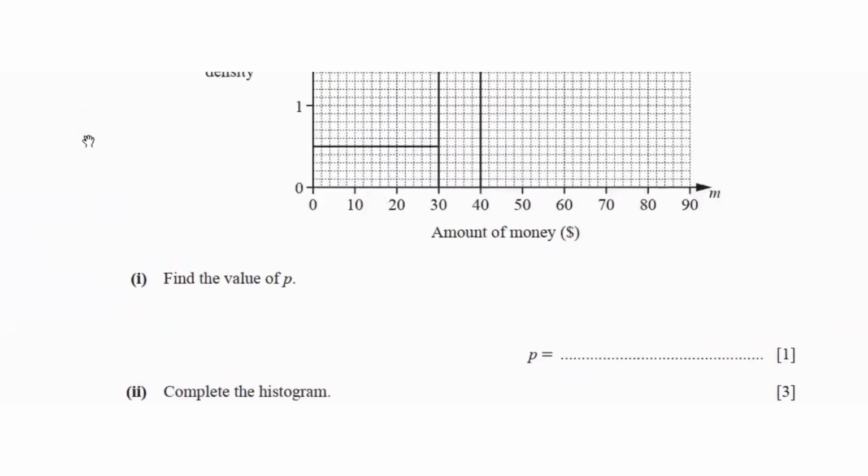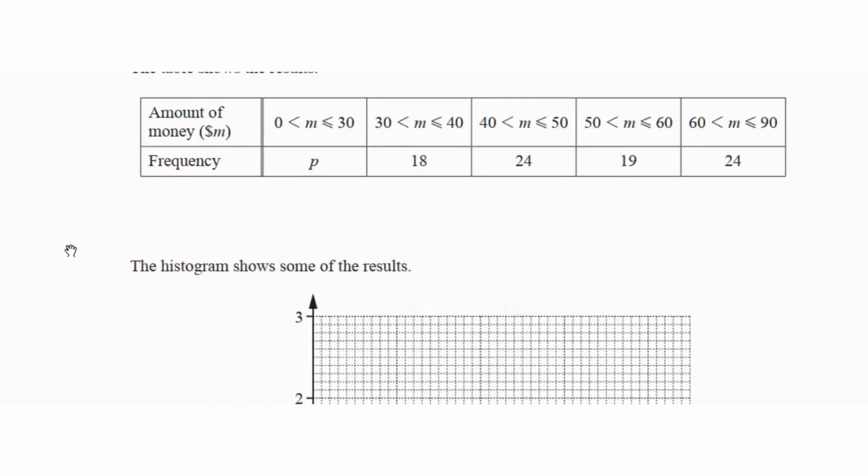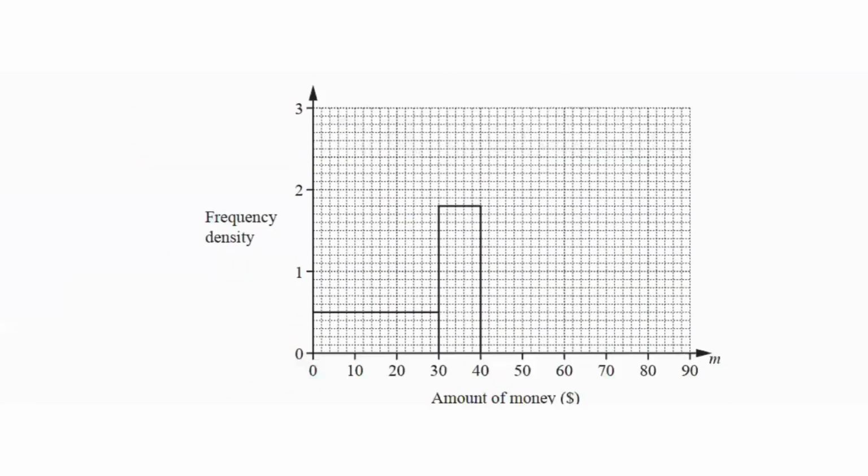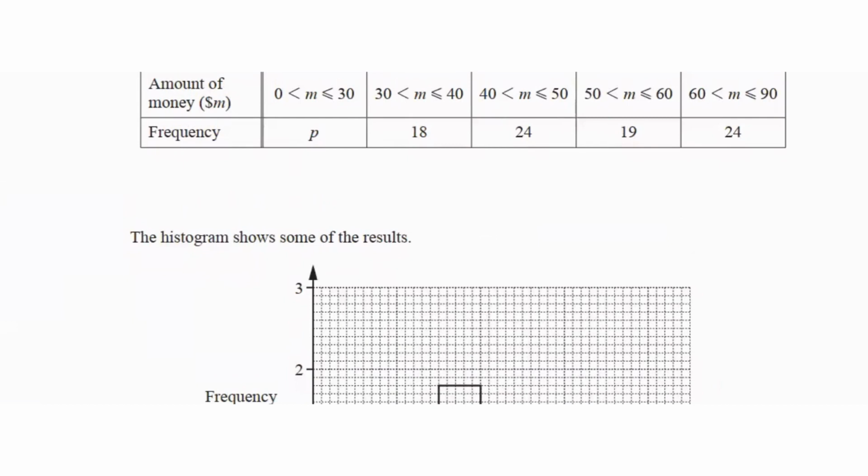Then it says complete the histogram. So let's find the frequency density for each class interval. For 30 to 40 is already made, so we need to do the last three ones. For 40 to 50, frequency density is going to be 24 over 10, which is 2.4. Then the next one is 19 over 10, which is 1.9. And the third one is 24 over 30, which is going to equal 0.8.